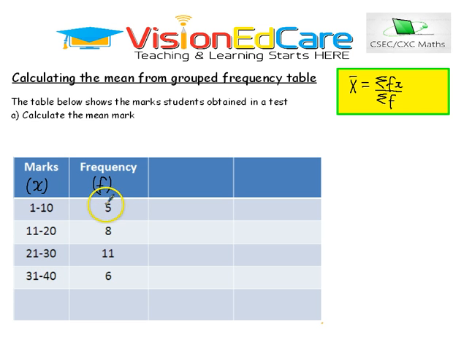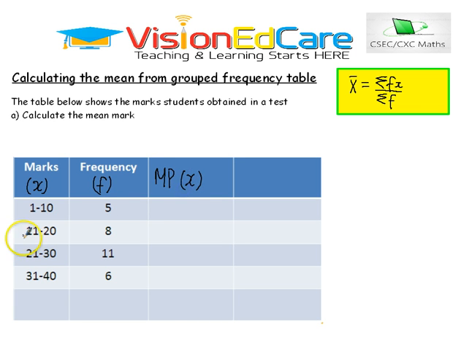We have a problem because we do not know what mark these 5 students obtained. So what we have to do is to find the average marks these students obtained here. Instead of having 1 to 10, we find the average of the middle number between 1 to 10. So we add a column which we call the midpoint, the midpoint of x there.